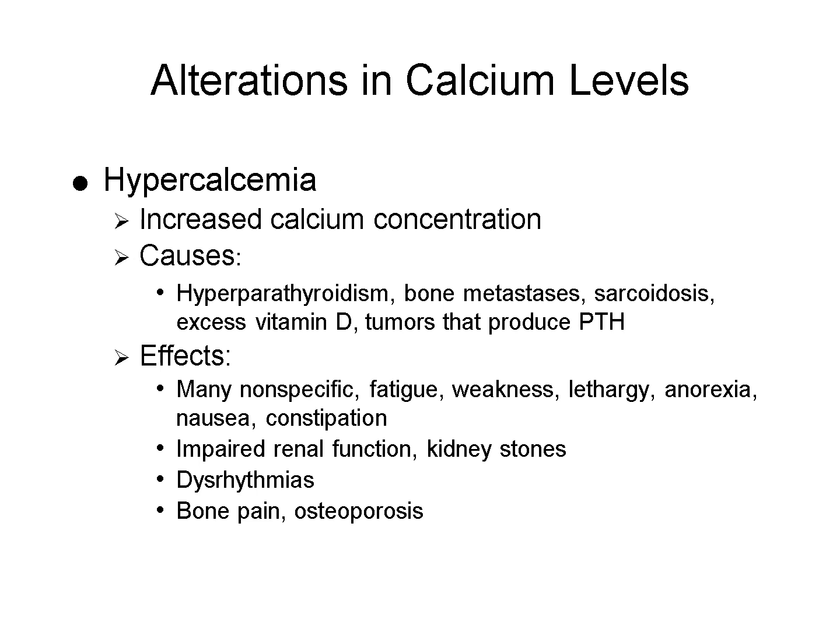It can be caused by several conditions, including hyperparathyroidism, bone metastases, sarcoidosis, excessive intake of vitamin D, and tumors that produce parathyroid hormone. The effects of hyperkalemia are often nonspecific and may include fatigue, weakness, lethargy, anorexia, nausea, and constipation. More serious consequences involve impaired renal function, kidney stone formation, cardiac dysrhythmias, bone pain, and osteoporosis. If left untreated, hyperkalemia can significantly impact both organ function and quality of life.